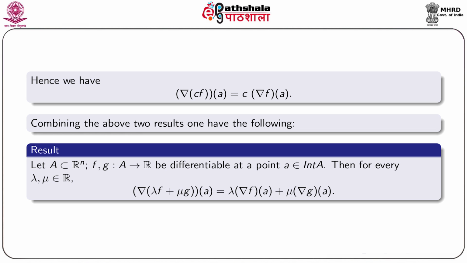Combining the above two results, we can have the following. Let A be a subset of Rn. F and G are two scalar fields defined on the set A which are differentiable at a point a, which is an interior point of the set A. Then for every pair of scalars lambda and mu, the gradient of the scalar field lambda f plus mu g at the point a equals lambda times grad f(a) plus mu times grad g(a).